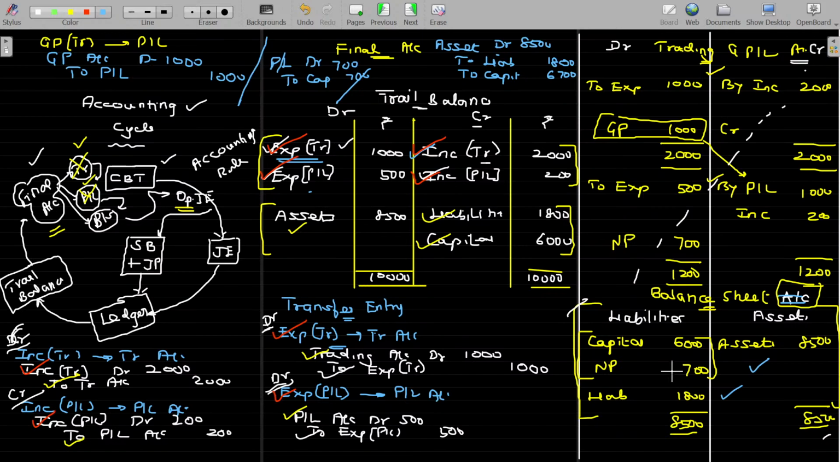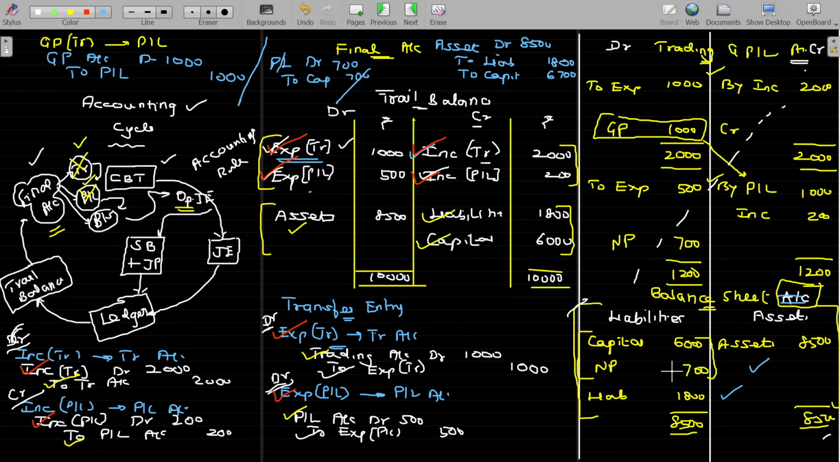So there are transfer entries also, and then just writing down as a statement is also there. Transfer entries are of four varieties. One is related to the trading expenses, another one is related to the P&L expenses, another one is related to the trading income, and another one is for the P&L account income. Apart from that, GP is also transferred to the P&L account, and the P&L account is transferred to the capital account. That entry should also be understandable.